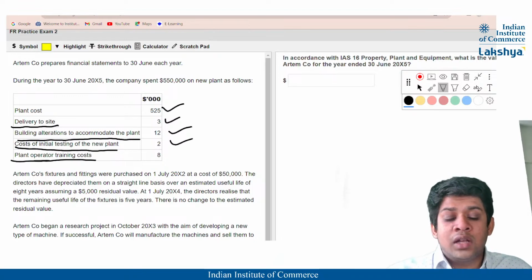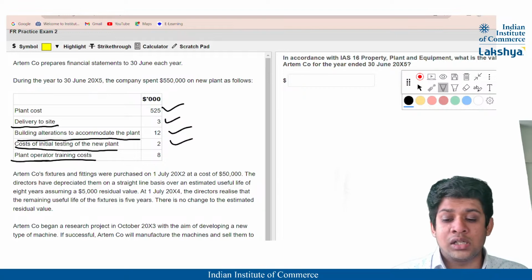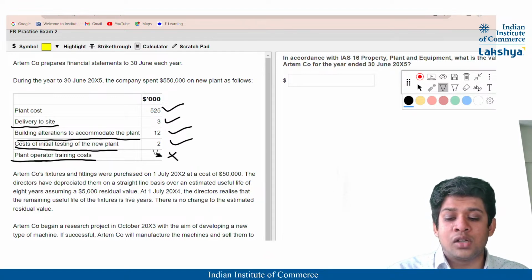So if they want to leave the company, they might leave the company. If they do not want to perform well, they will not perform well, right? So no matter how many training costs I incur, I do not have control over my employees, over my laborers, and that is the reason why training costs are never capitalized to the value of the plant. So this 8,000 will not be capitalized.